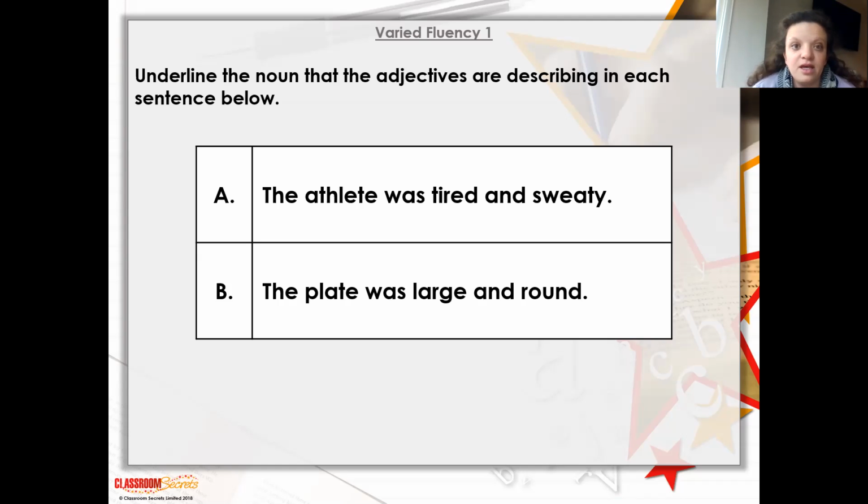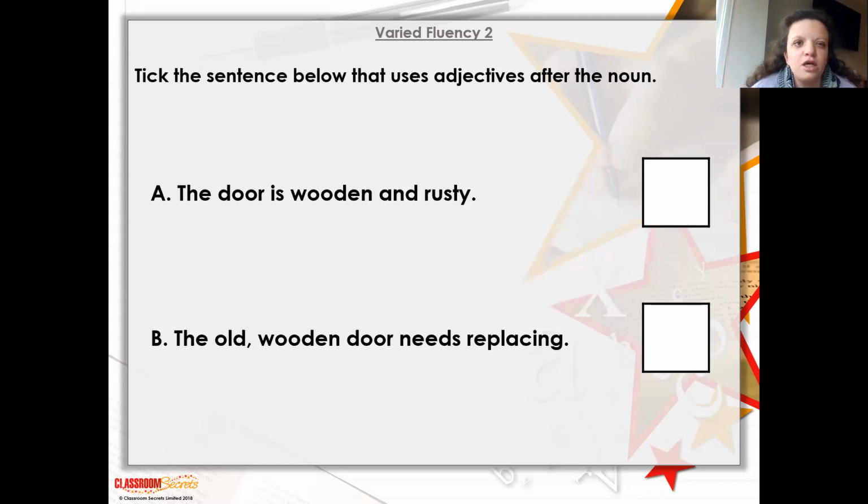Okay, well done. So the first one is the athlete. An athlete is a person that does lots of exercise, lots of sport, and takes part in it competitively. The adjectives are tired and sweaty, but the noun is athlete. And in B, the noun is the plate, and the adjectives used to describe it are large and round. So well done if you wrote down athlete and plate.